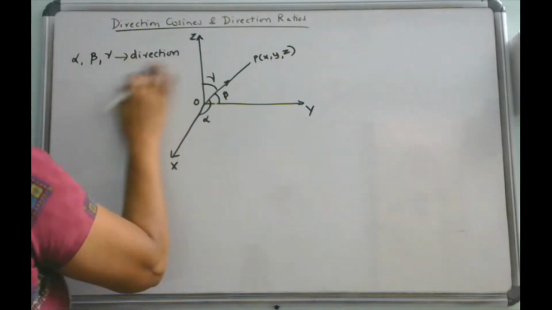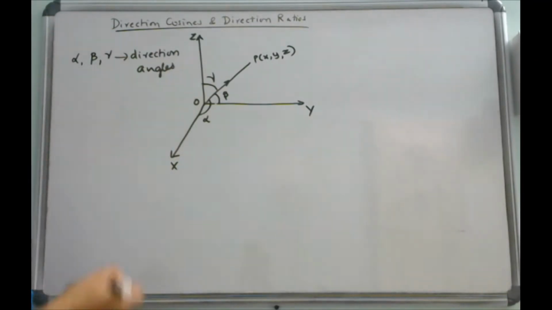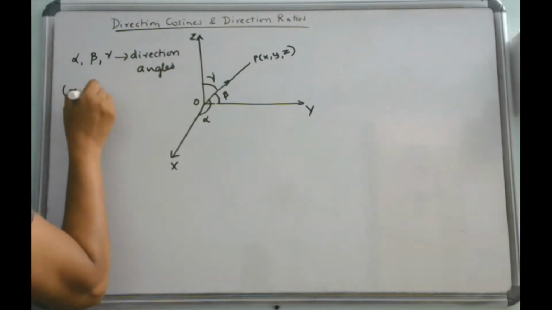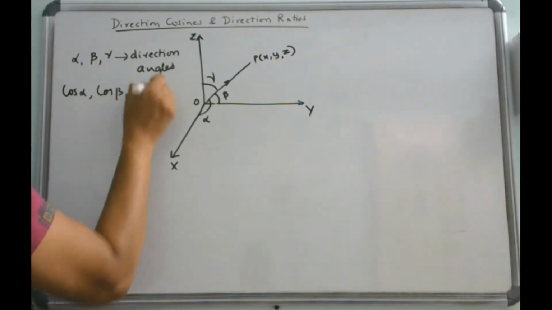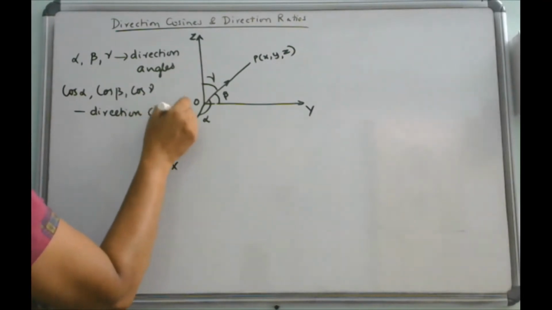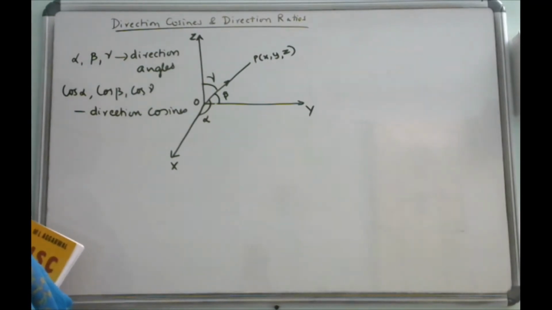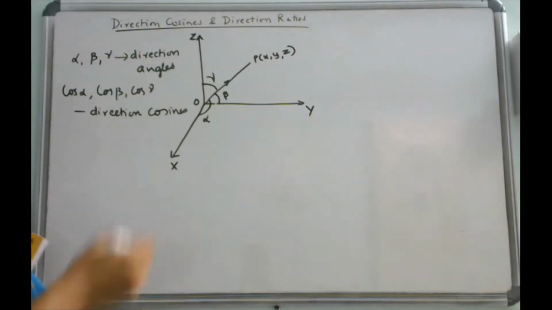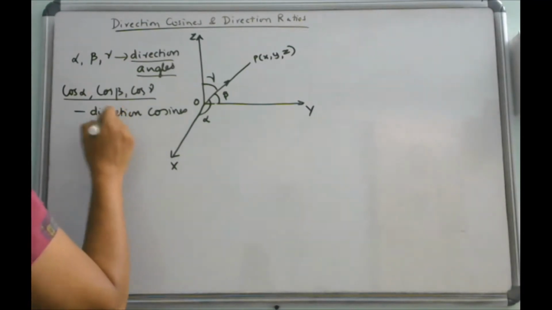I'm sorry, these are called the direction angles, not the direction ratios. These are named as the direction angles, and the cosines of these angles, that is, cos alpha, cos beta and cos gamma, are known as the direction cosines. Once again, if a vector OP makes angles alpha, beta, gamma with the positive direction of x, y and z axis, the angles alpha, beta, gamma are known as the direction angles, and cos alpha, cos beta, cos gamma are known as the direction cosines.